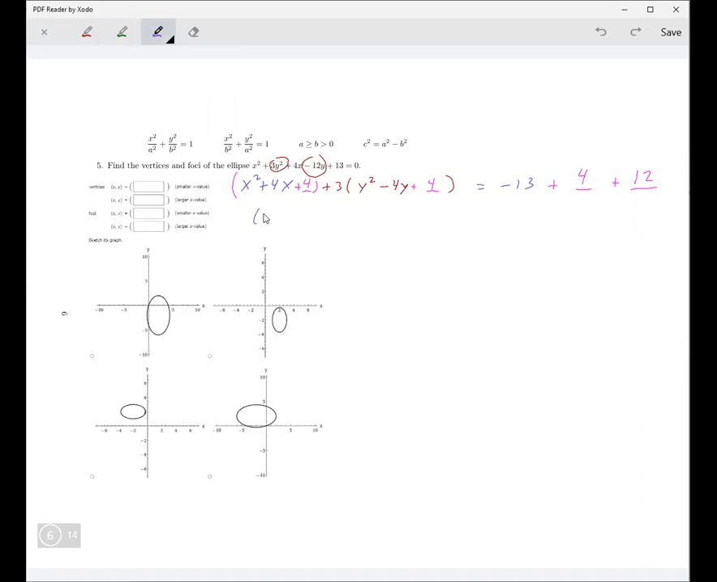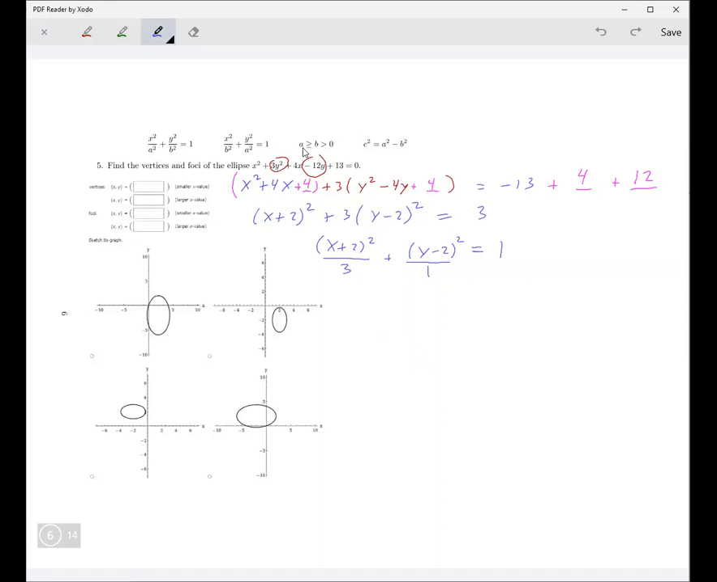So this becomes x plus 2 squared. And then this is 3 times y minus 2 squared. And this one works out to be 3. Now I need a 1 on this side of the equation, so I divide everything by 3. And I have my 1 there. By default, I have it divided by 1 here.